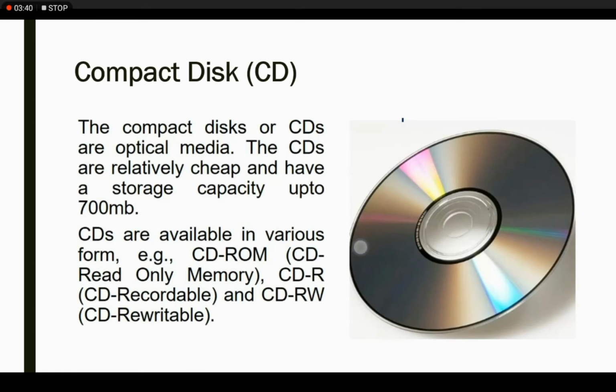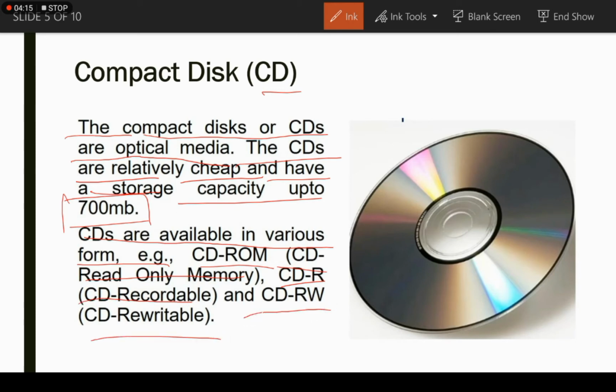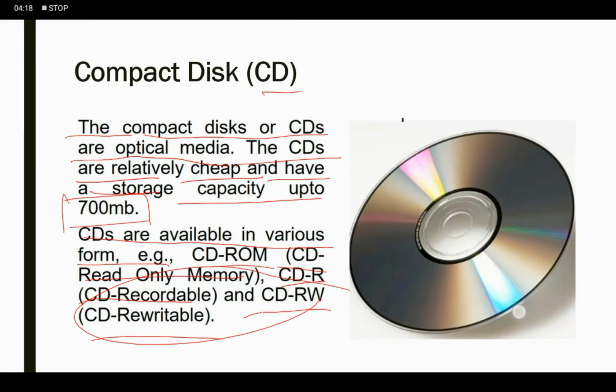Next, compact disk, which is known as CD. The compact disc or CD is an optical medium. CDs are relatively cheap and have a storage capacity of up to 700 MB. So the CD can store 700 MB of data. CDs are available in various types, for example CD-ROM, which means CD read-only memory, CD-R, which is CD recordable, and CD-RW, which is CD rewritable. So these are some types of CDs.